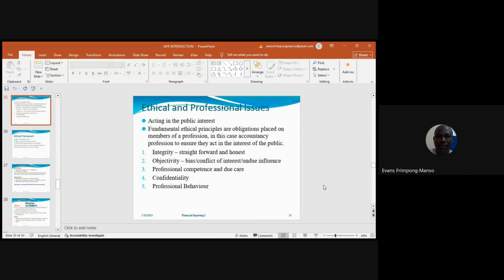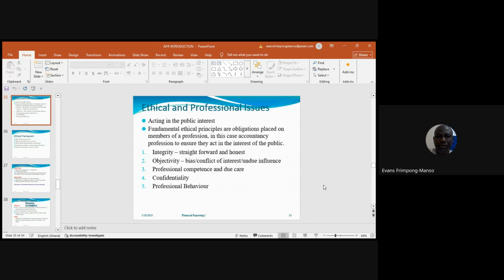Let's take the first one, the principle of integrity. It means that as an accountant, when preparing the financial statement, you should be as honest as possible and you should be straightforward. That is the principle of integrity. You should include all those things that you need to include, and then also not include all those things that you shouldn't have included. That is the principle of integrity.